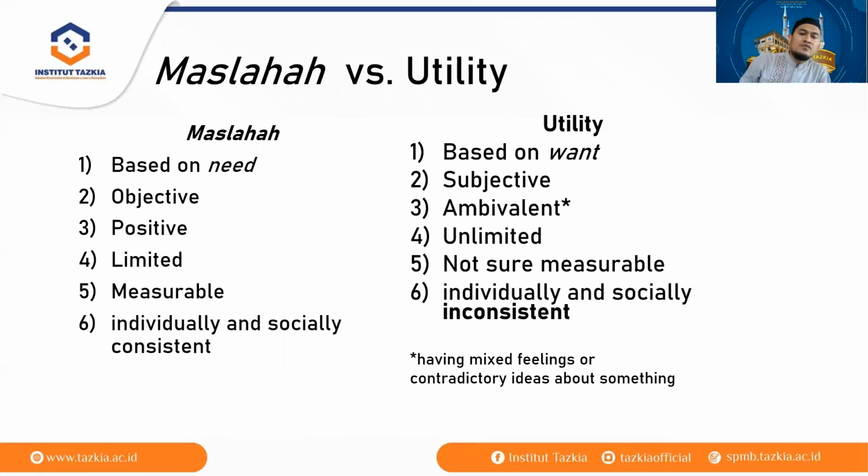Ambivalent, which is having mixed feelings or contradictory ideas about something. It is ambivalent. So we have unlimited, not sure, measurable, and lastly, individually and socially inconsistent.